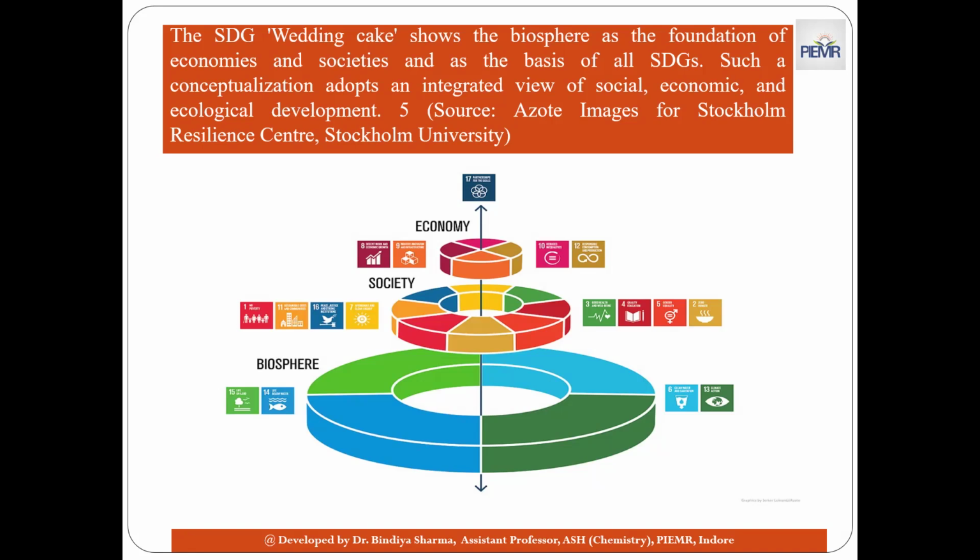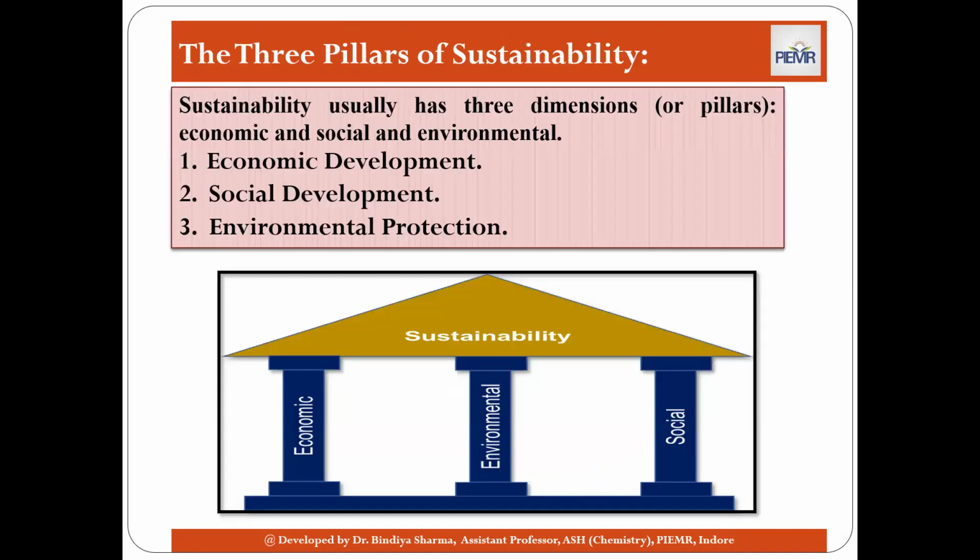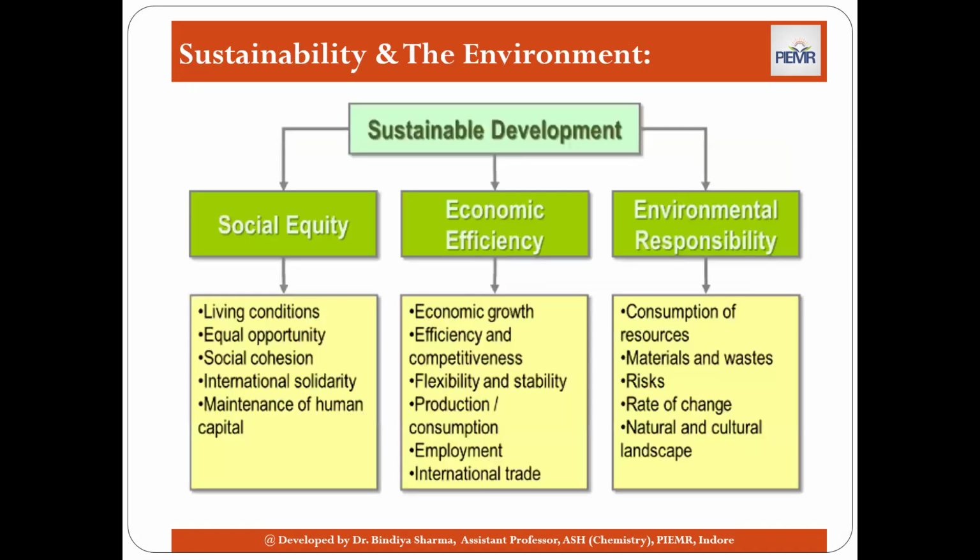To achieve all the goals, we need to focus on these three pillars of sustainability. So the three pillars of sustainability are economic development, social development, as well as environmental protection. These are named the three pillars of sustainability. We need to achieve all of them. We cannot say that we have to focus only on environment, excluding the economic and social development. No, it is not about achievement of any one of the goals, but we have to focus on achieving all the three pillars or the goals.